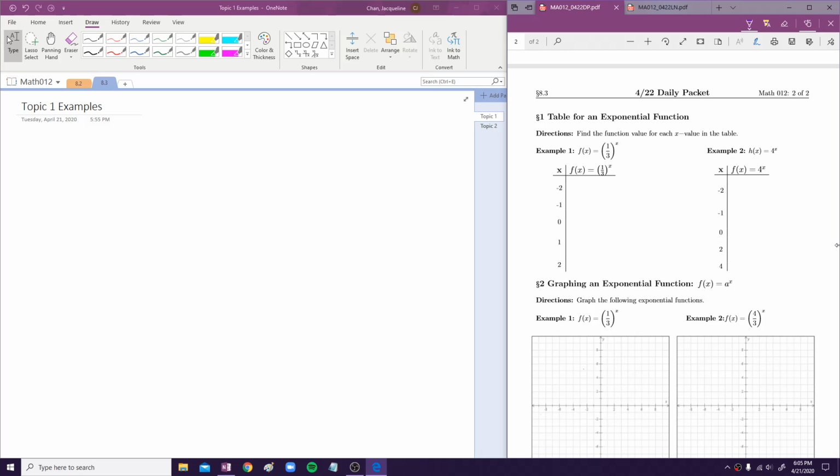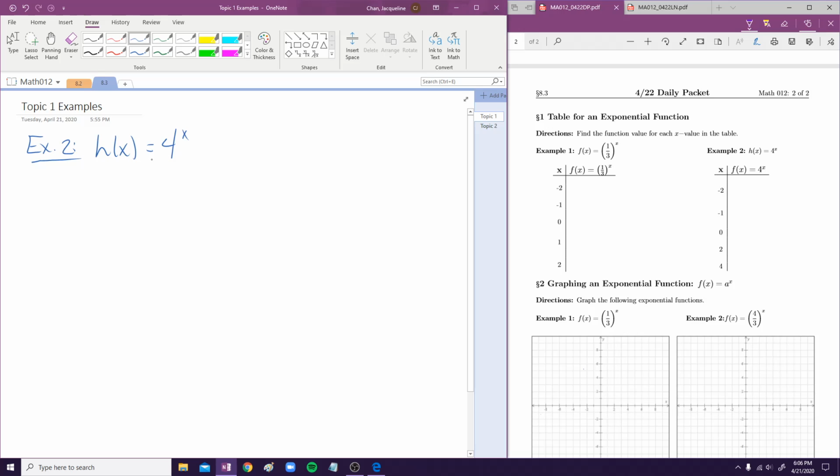Alrighty, before we learn how to graph an exponential function, we need to learn how to find the values of an exponential function, which is our first topic for today: making a table for an exponential function. So let's do a couple of examples. Let's actually do example two first. I think it'd be better for us if we just started with a whole number.